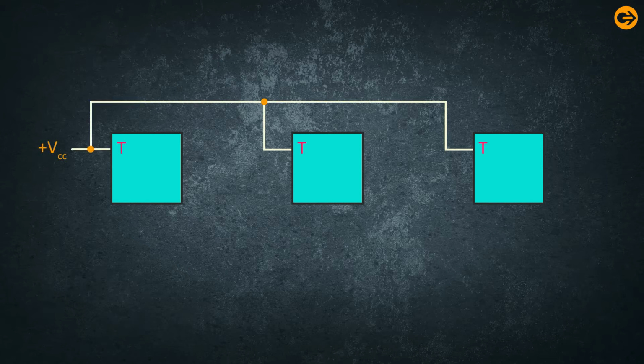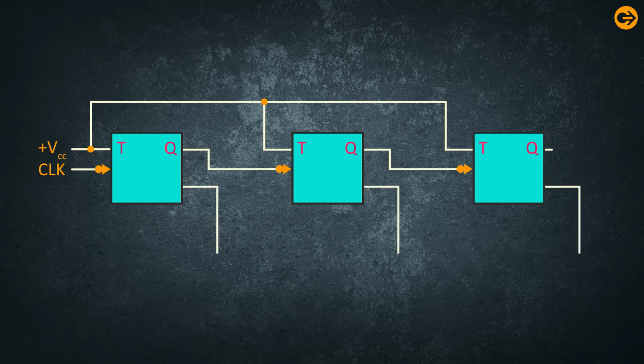The first T flip-flop is connected to the clock line, whereas the clock of the corresponding flip-flops is the Q output of the preceding flip-flops. The outputs of the counter are taken from the complement outputs of the flip-flops, that is Q bar, where Q bar 0 is the LSB and Q bar 2 is the MSB.